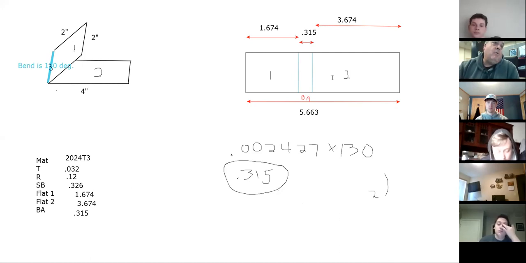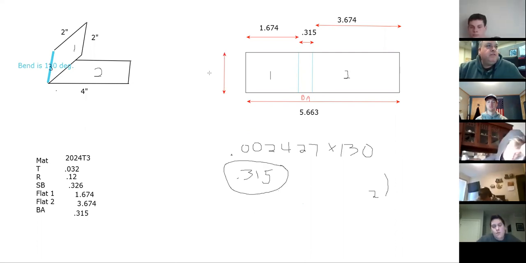So then, Matt, now we have that. What's the last step we need to do before we go to the shear and cut out a piece of aluminum? We could cut out a rectangle that is what? 2 inches wide. By what? 2 by 5.663. Right. So we would cut out that piece of aluminum.